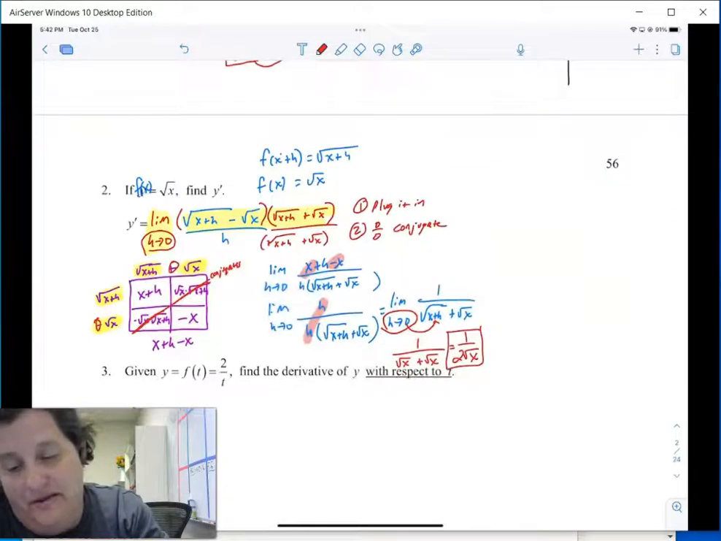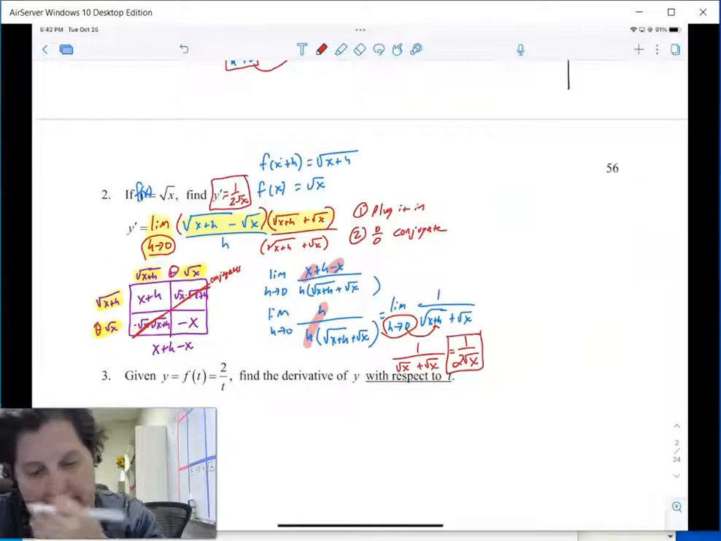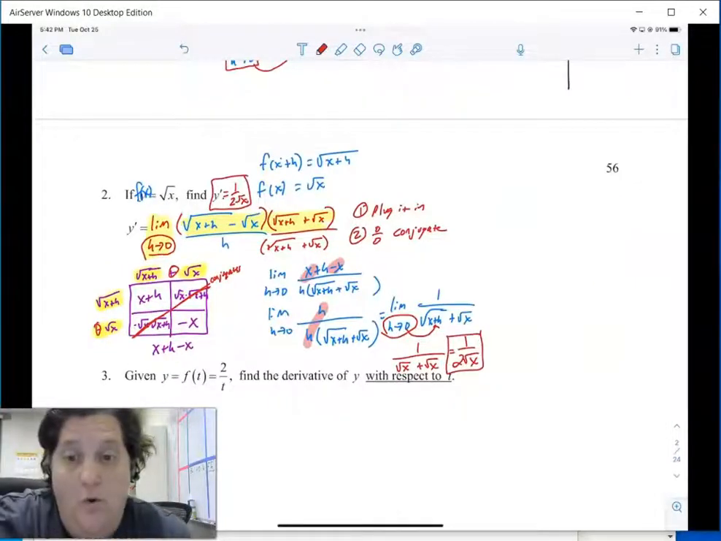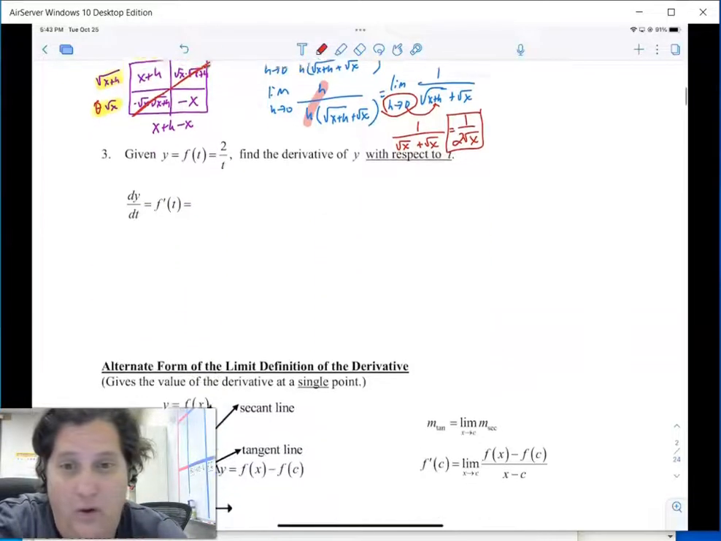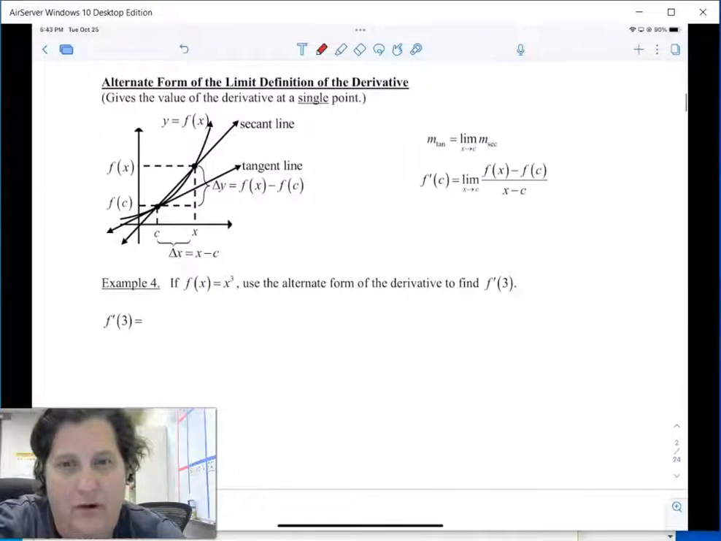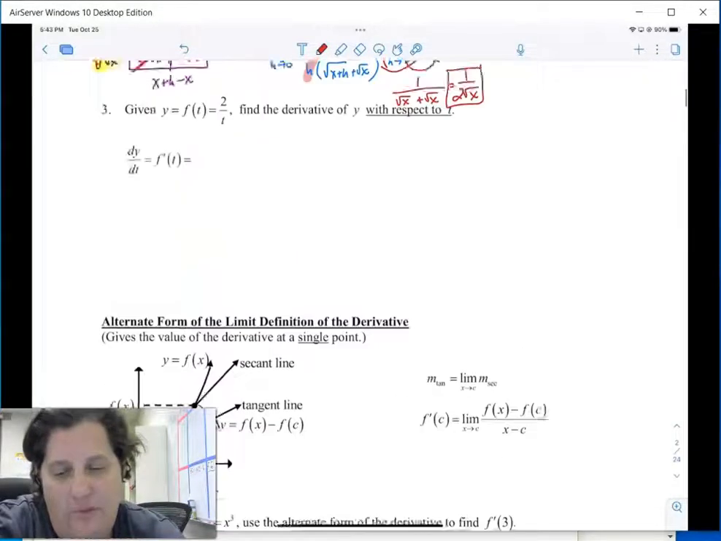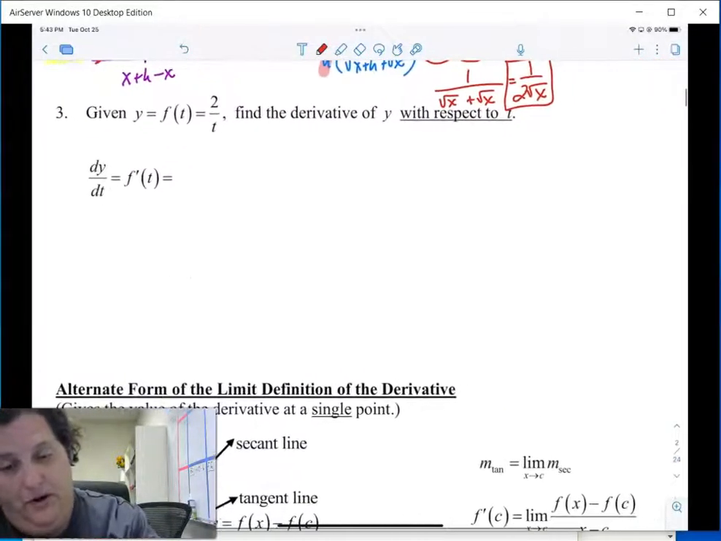That is the derivative of square root x. It's 1 over 2 square root x. Okay, with all that. Woo! Crazy, crazy, right? Okay, we're going to just do one more. I don't think we're going to talk about alternate form. Well, maybe we will. Okay, we'll see how much time we have. Okay, so let's do one more here.